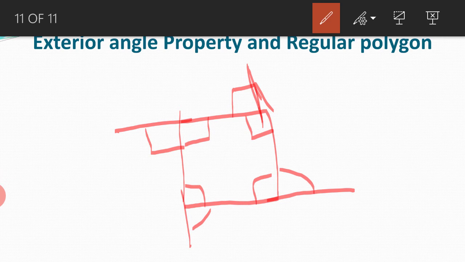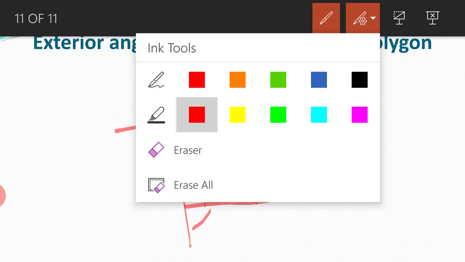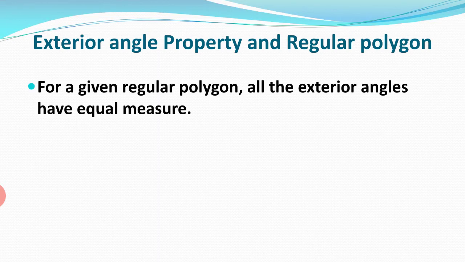Why? Because exterior angle is forming a linear pair with interior angle and the measure of interior angle is the same. So what about exterior angle measure? It will be the same. So what will we say? For a given regular polygon, all the exterior angles have equal measure. Means if an equilateral triangle, what will be the measure of exterior angle? So it will be 180 minus 60, that is 120 degrees.